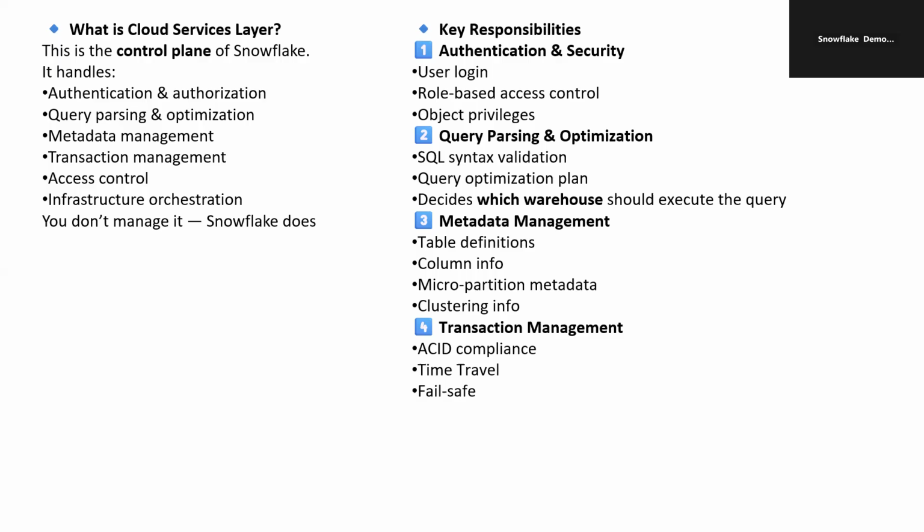The second one is query parsing and optimizations, like SQL syntax validations. The query optimization plan decides which warehouse should execute the query based on access. If your project has 10 virtual warehouses, you might not have access to all of them. Based on the access privileges you have, it has to run the queries against that particular warehouse. You cannot execute your queries against all the existing warehouses. That is also taken care of by the cloud services layer.